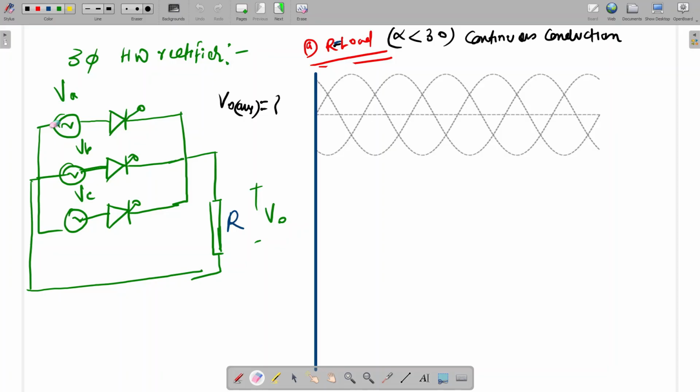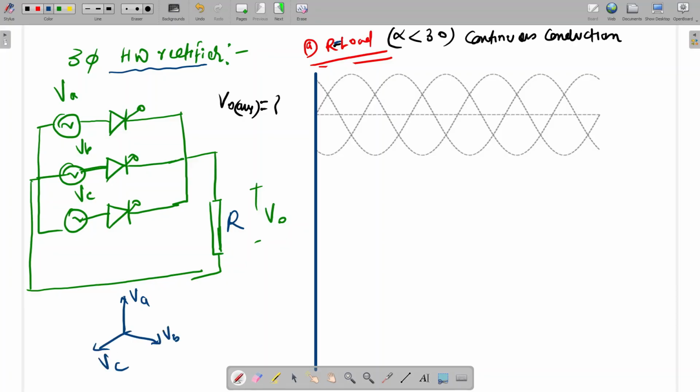Hello. Visible, sir. Okay. So I will start with resistive load. So this is the circuit of the three-phase half-bridge rectifier. Here, three thyristors are connected. This is a three-phase balanced voltage. So balanced voltage means we can write the phasor like this: VA, VB, and VC.